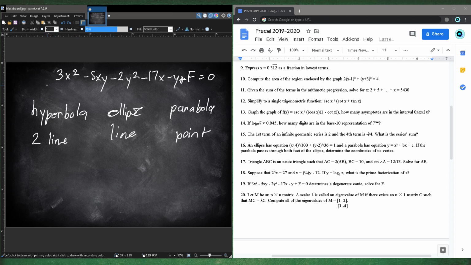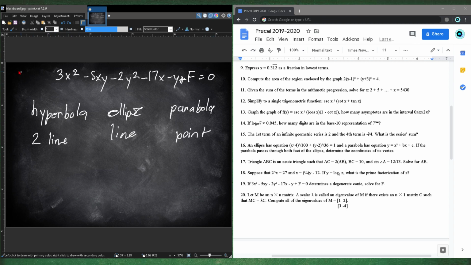Well, the 3 here is positive, and the y squared here is negative, right? Negative 2 and positive 3. If there's different signs, then it's a hyperbola. If it's the same signs, like if they're both positive, then it's an ellipse. Or if they're both negative, it's an ellipse. Okay, so we know it's a hyperbola, so it's going to be two lines.